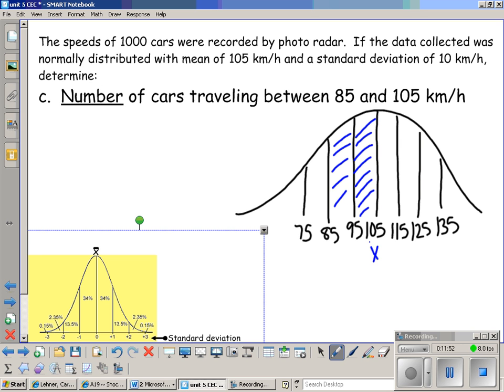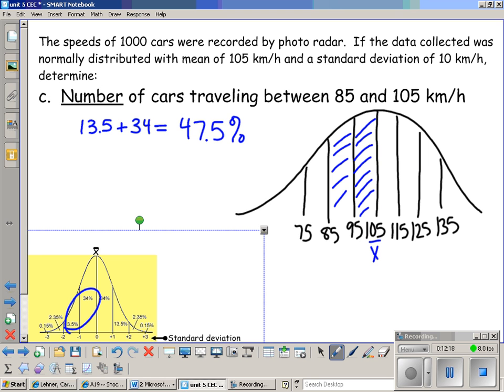Remember, 105 is our mean. So we are looking for the percentages that are 2 standard deviations below. So we start, we've got 13.5% plus 34%. So the percentage of vehicles that are in that range are 47.5%.